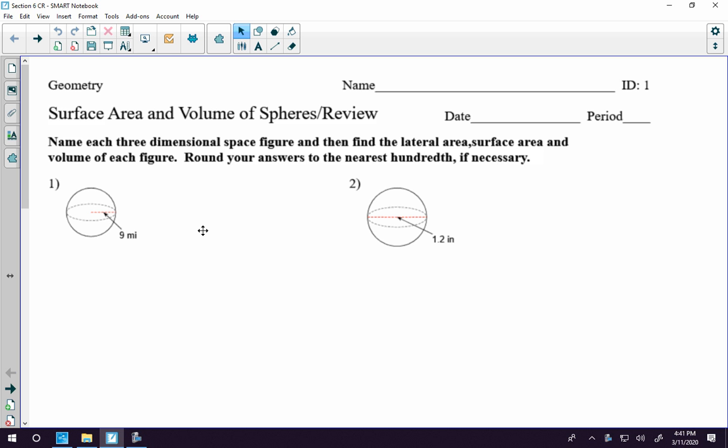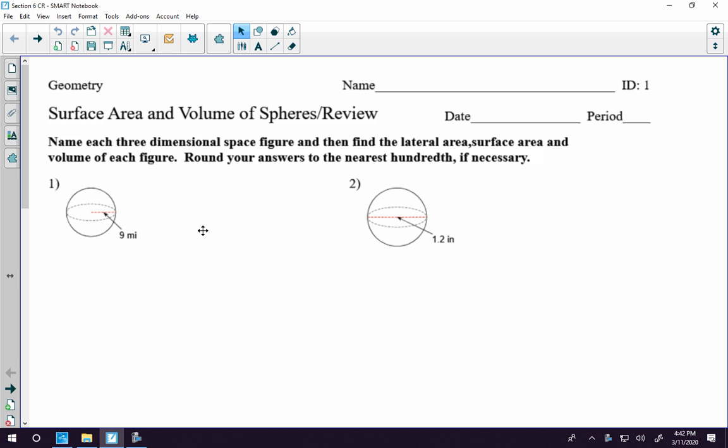Those are all spheres. The first thing I want to bring up is that spheres don't have lateral area because they don't have polygonal faces. If the spheres don't have faces, then they don't have lateral area. They just have surface area and volume.